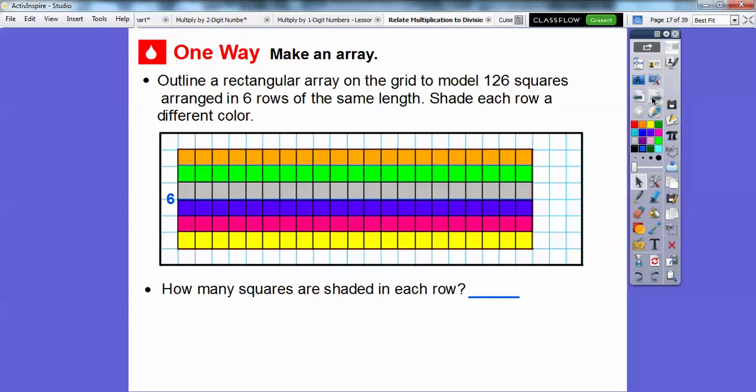So how many squares are shaded in each row? Well, let's count them. We'll just go across this top one. They're all the same.